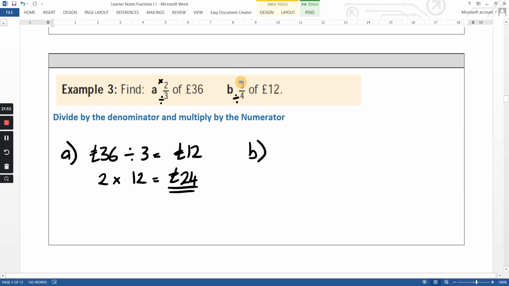Let's do this one. Let's do the division first and then multiplication. So we'll do £12 divided by 4. Well, that's £3. That's only a quarter. So we've only worked out a quarter so far. So I want 3/4. So 3 times that, which is £9. Yep, and there's my answer.